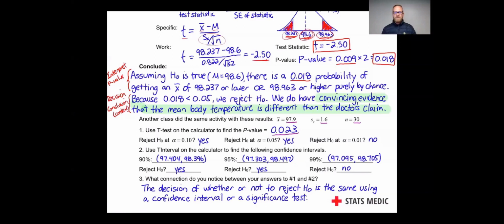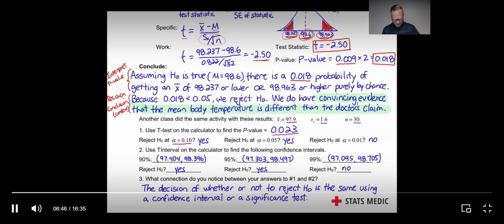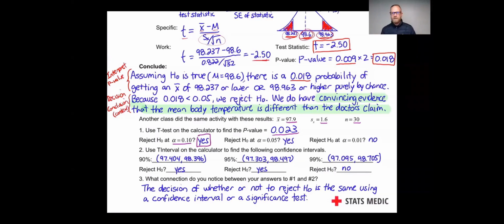And so now based on that p-value, we had to make a decision about the null hypothesis. And so at the 10% level, our p-value is less than 10%. So yes, we would reject the null hypothesis. At the 5% level, our p-value is still smaller than 5%. So yes, we would reject the null hypothesis. But when we get to the alpha level of 0.01 or 1%, now our p-value is greater than alpha. And so we would fail to reject the null hypothesis.